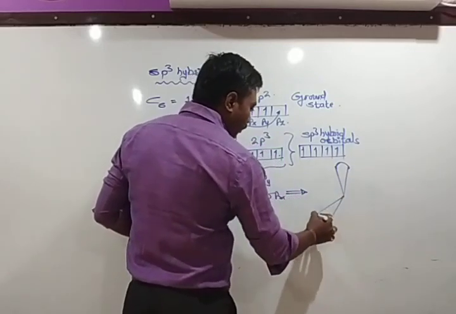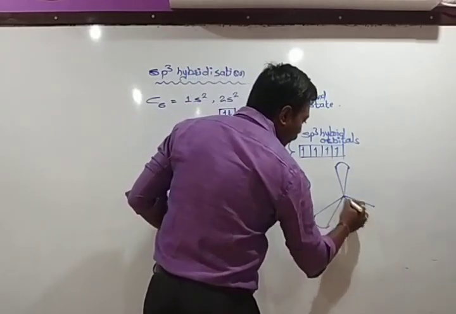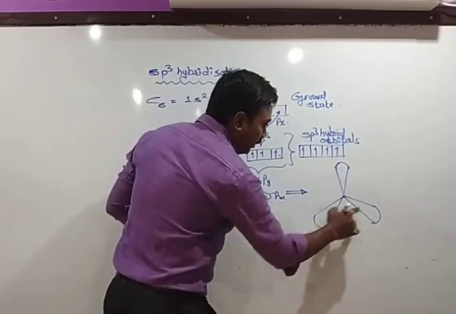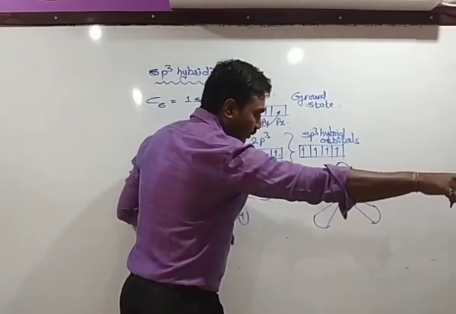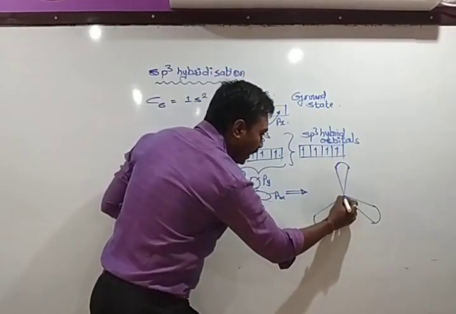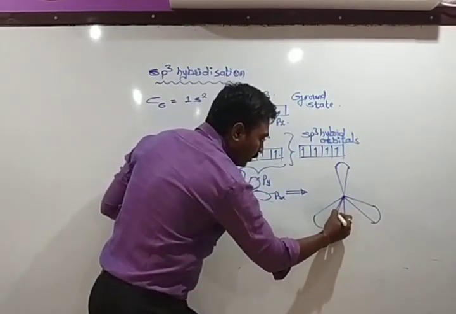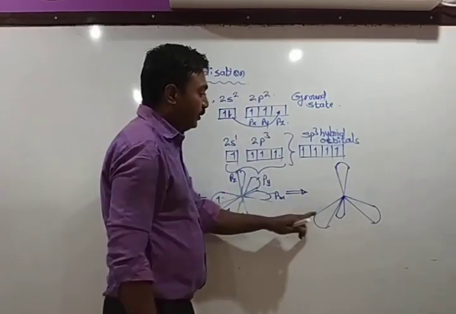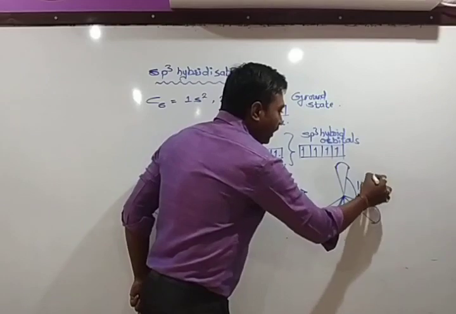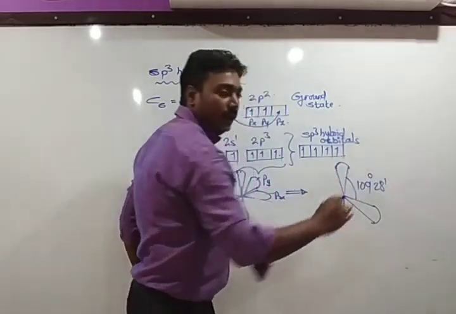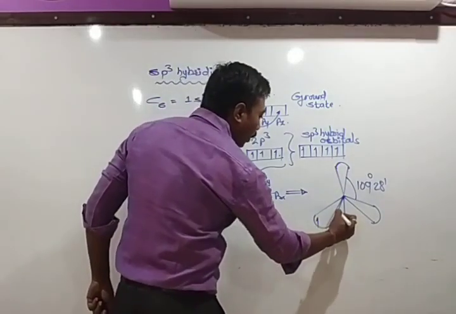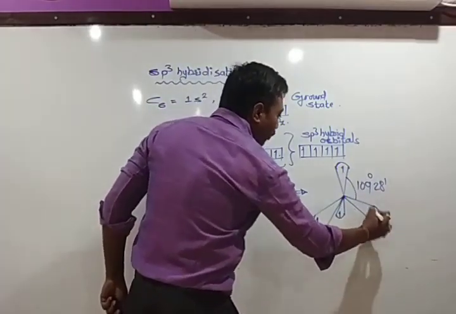At maximum distance from each other, one orbital is pointing in that direction, one in this direction, one is pointing upward, and the last one is behind these two orbitals. The bond angle will be 109 degree 28 minute in case of sp3 hybridization of carbon, and all four orbitals contain one electron.